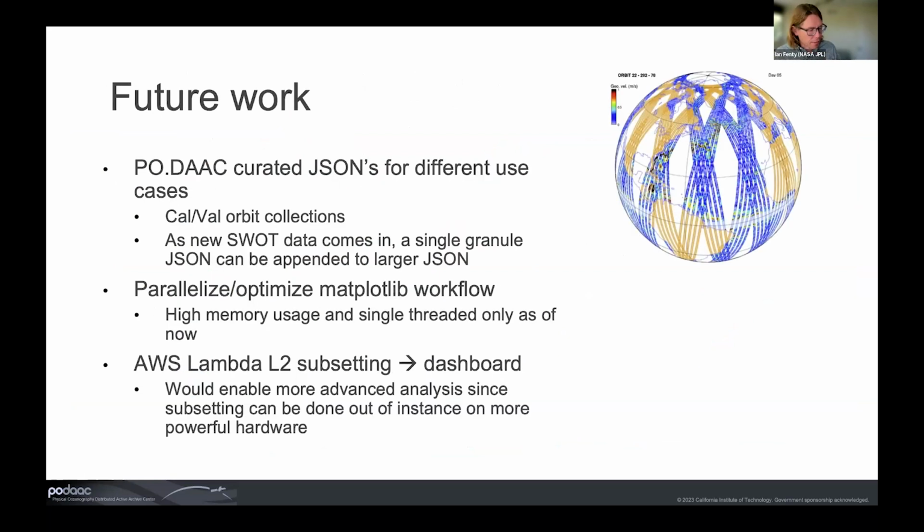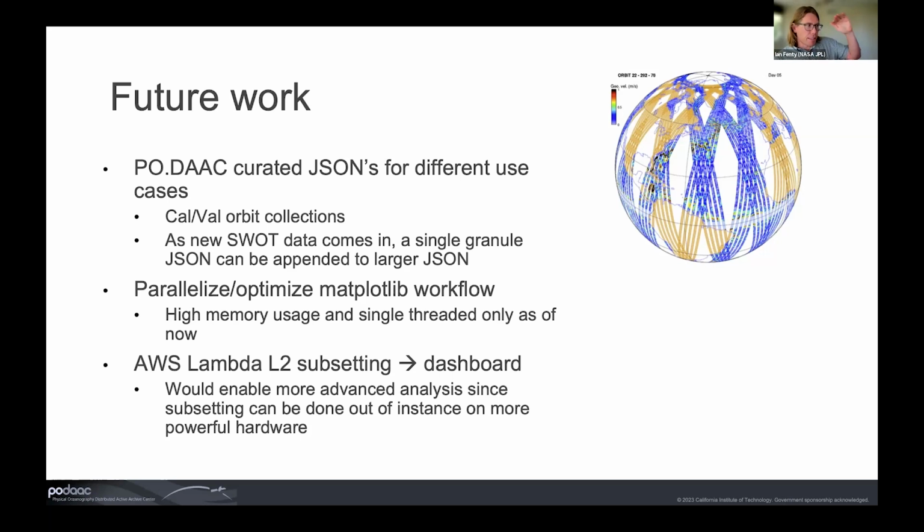So the notebook that they developed, this interactive notebook example, it works fine. Right now, it still uses the synthetic SWOT data. The SWOT data is coming in. It is being processed and hosted on the NASA DAAC.